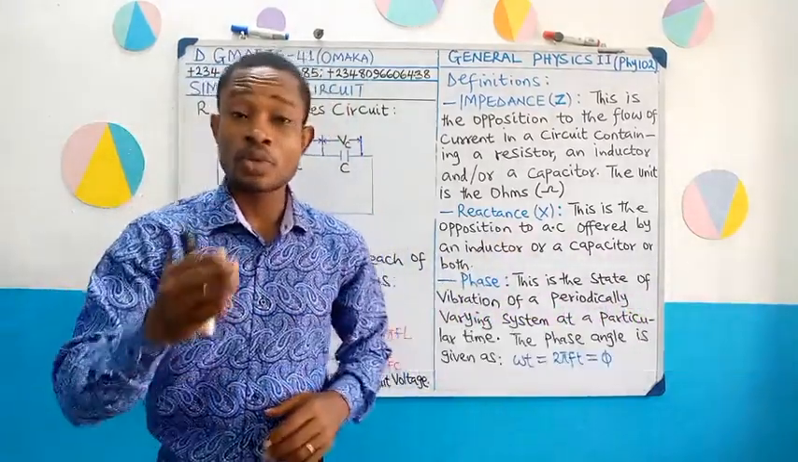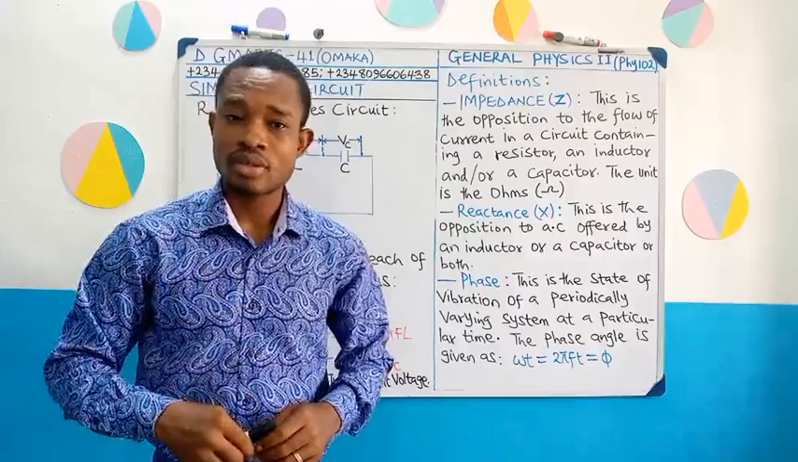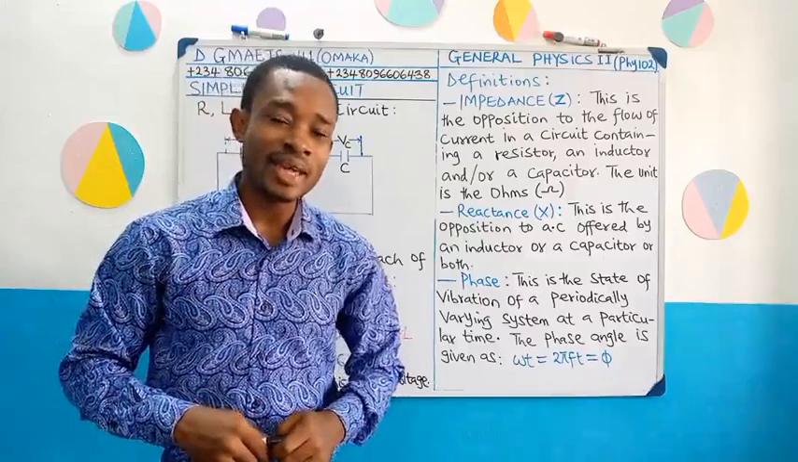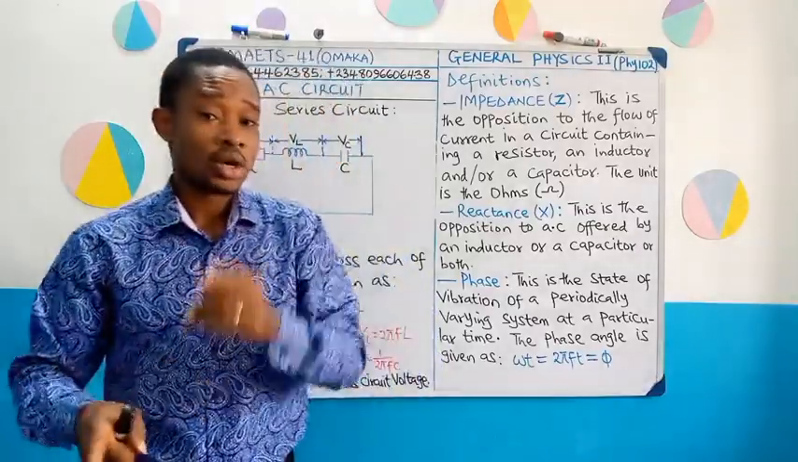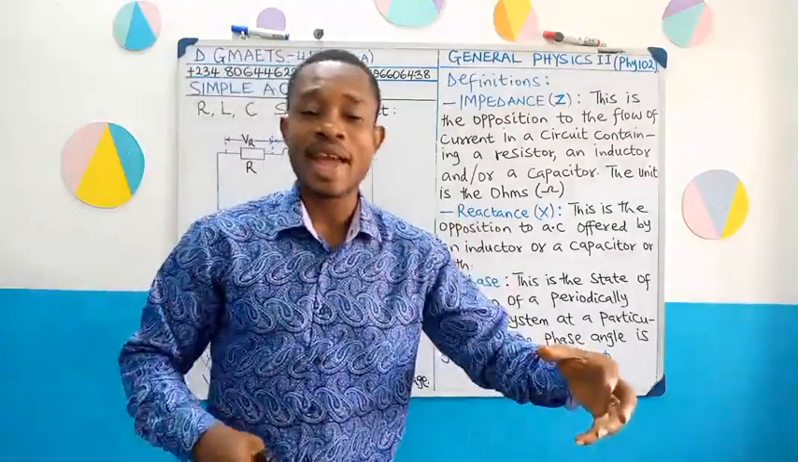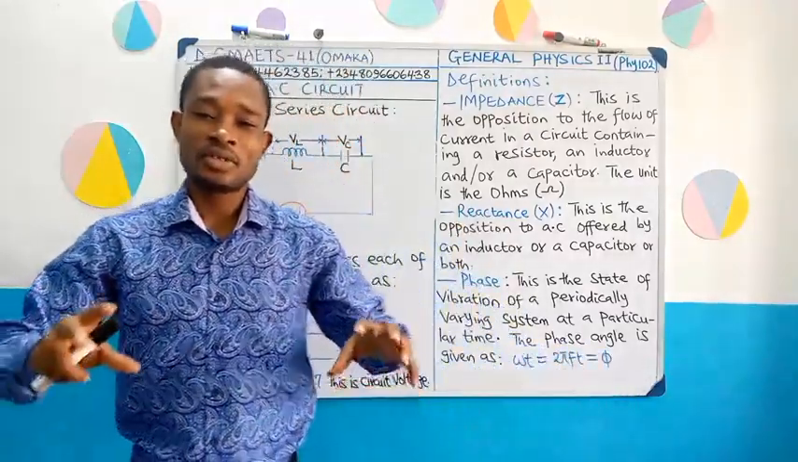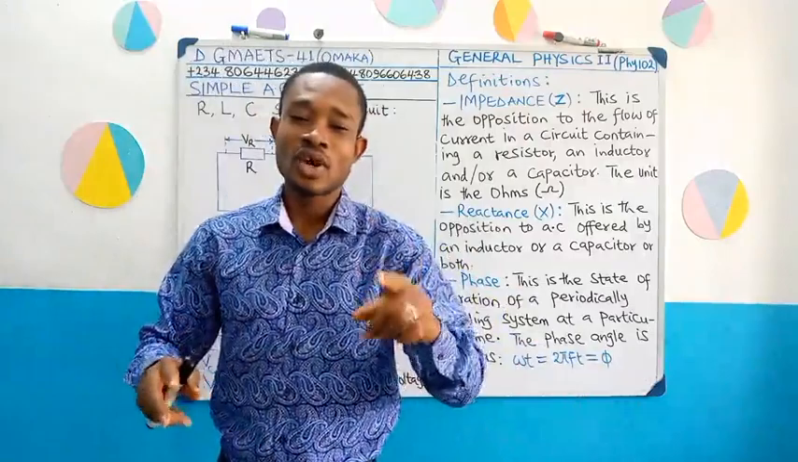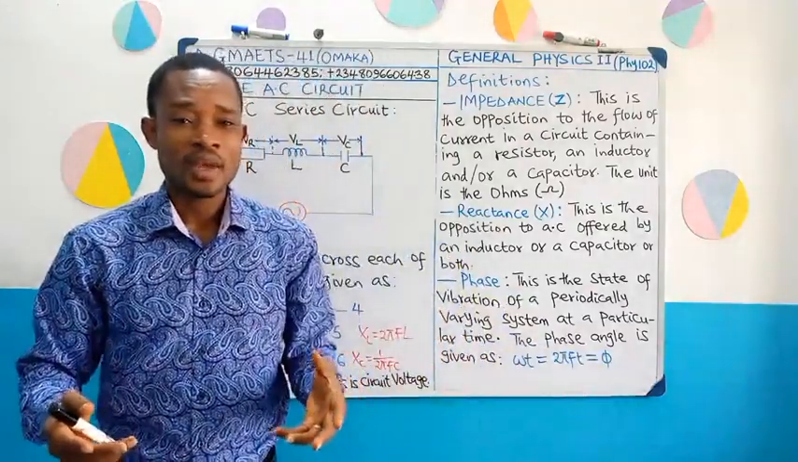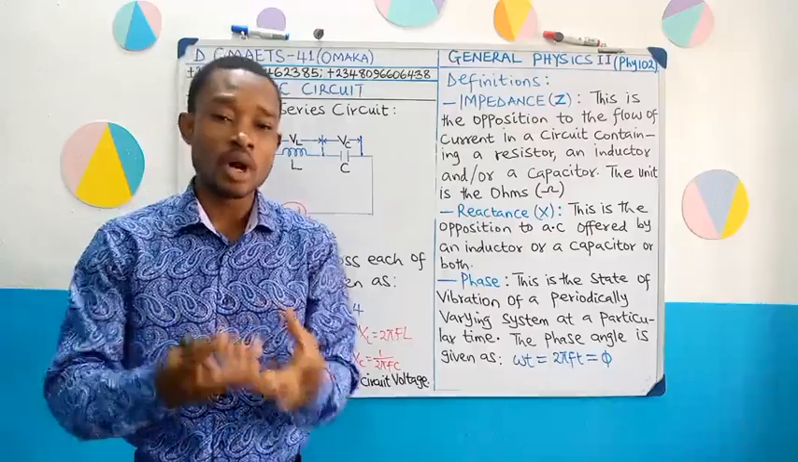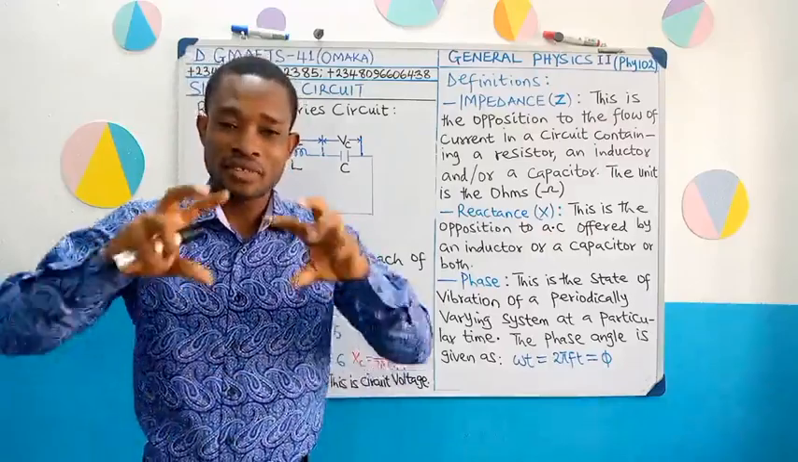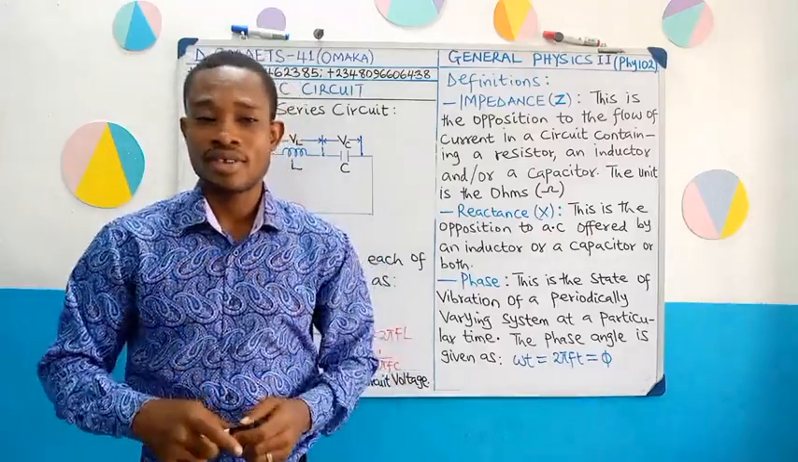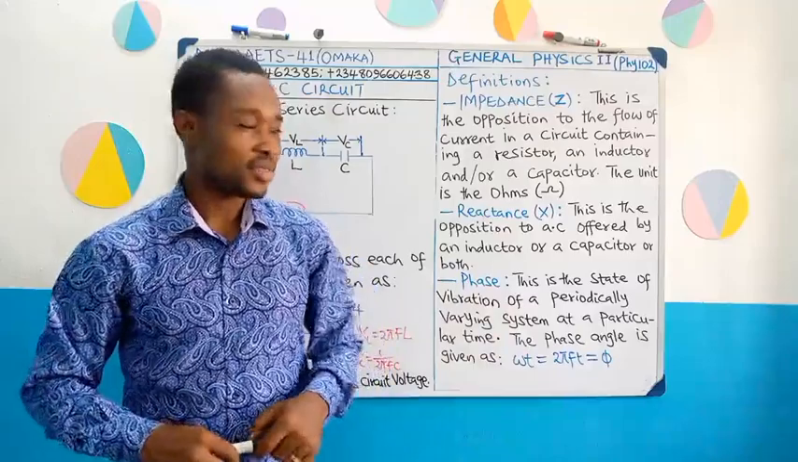Reactance is defined as the opposition to the flow of current in a circuit that contains an inductor or a capacitor, or an inductor and a capacitor. So you took note of something here. Resistor has nothing to do with that here. Is that okay? When a current is being opposed by an inductor or capacitor, or by both of them, then that opposition is called reactance. Resistor has nothing to do with that.